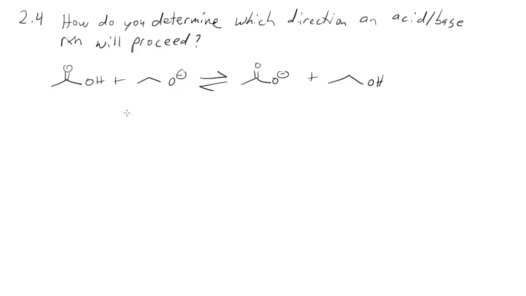And then the next thing that we need to know is we need to know what the pKa's are. So the pKa here is 4.76. That's the pKa for acetic acid. And the pKa for the ethanol is 15.74.